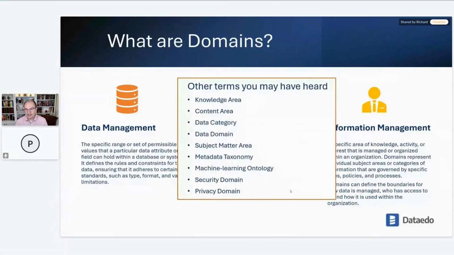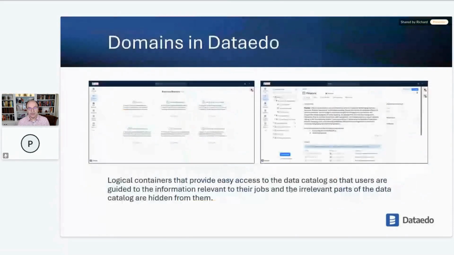I'm not going to read all of these here. There are lots of them. Just be aware that in Dataedo, we do have this definition that we're working with.